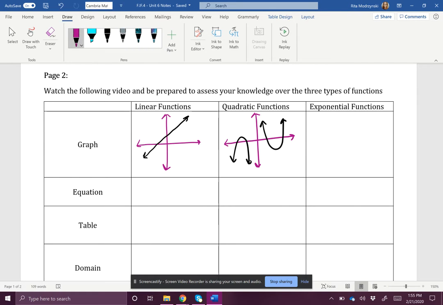Exponential functions always have a J-shaped curve that's either increasing or decreasing. Example here, this exponential function is an increasing J-curve.